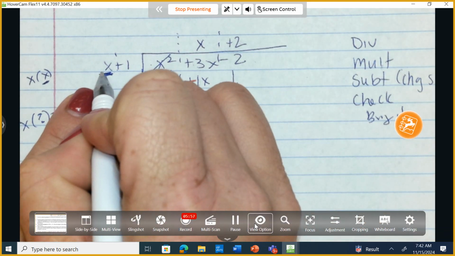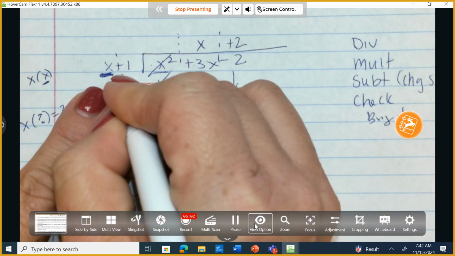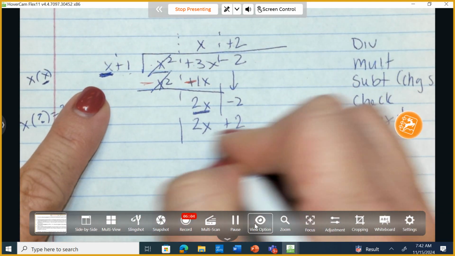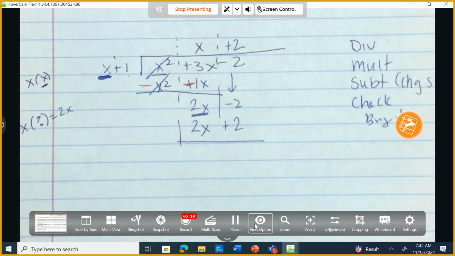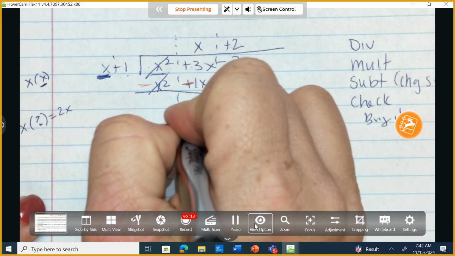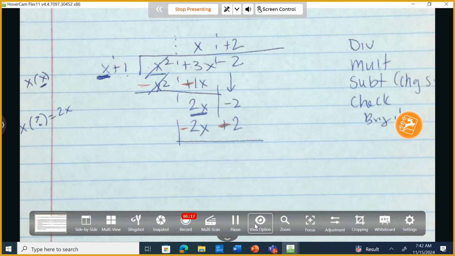Positive 2, and we always do the outside number first. Positive 2 times x is 2x. Positive 2 times 1 is positive 2. I always go to the second line, not the first line, the second line, and I change the sign. So it was positive, make it negative. It was positive, make it negative. You always change the signs of everything in the second line, and now we're going to combine.